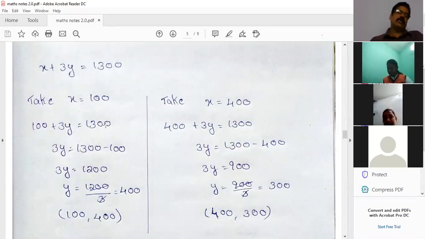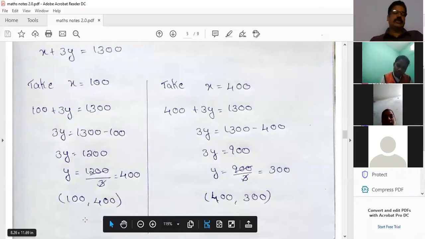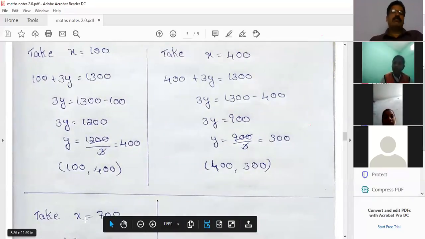Take x equal to 100. 100 plus 3y equal to 1300. Transposing 100 to the RHS, it becomes minus 100. So 3y equal to 1300 minus 100, 3y equal to 1200, y equal to 1200 by 3, 400. So my first solution is 100 comma 400.